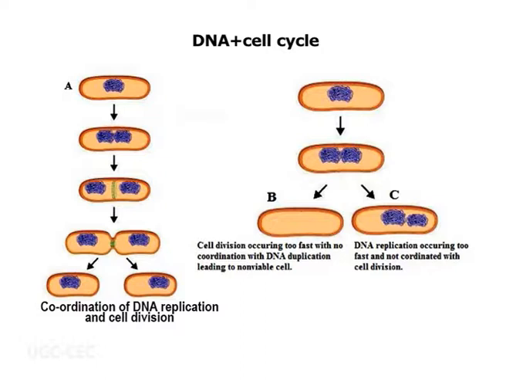On the other hand, if the DNA duplication occurs too fast in comparison to cell division, then one or a few cells might contain more than one copy of the nucleoid. So bacterial cell division needs to be tightly coordinated with DNA replication. And this is done with the help of DNA modifying enzymes, mainly the DAM enzyme. Now let us see how it is done.